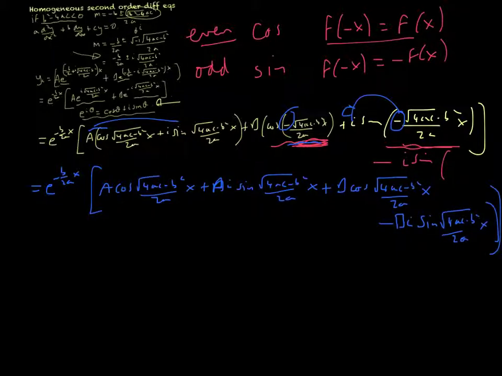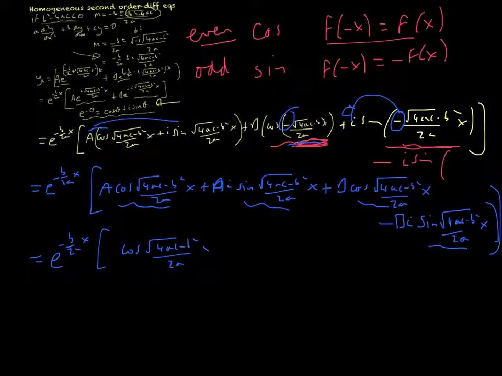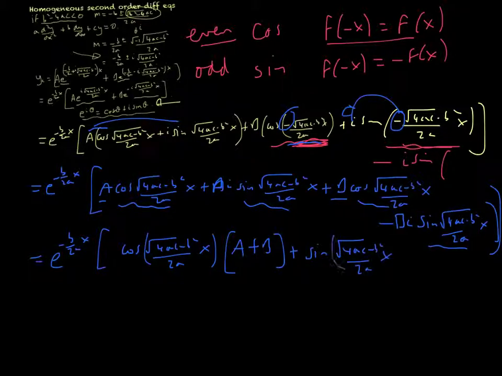And we can start recognizing common factors here. This cos and this cos is the same, and this sine is the same. So we get e to the minus b over 2a x, we get cos square root 4ac minus b squared over 2a x, and this is all times by its factor a and its factor plus b. Plus, and now we're doing the same with sine, so sine square root 4ac minus b squared over 2a x, and this time the a i comes out here and the minus b i comes out here.